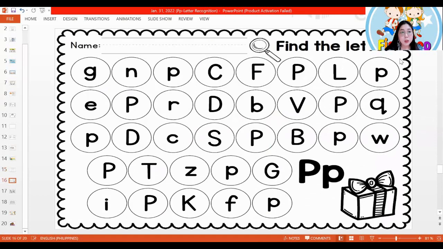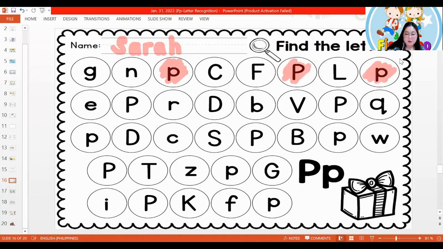But remember, what do we do first? We start by writing our name. So let's write our name here on top. And let's color the capital and the lowercase letter P. So you can also use your dabber for this.